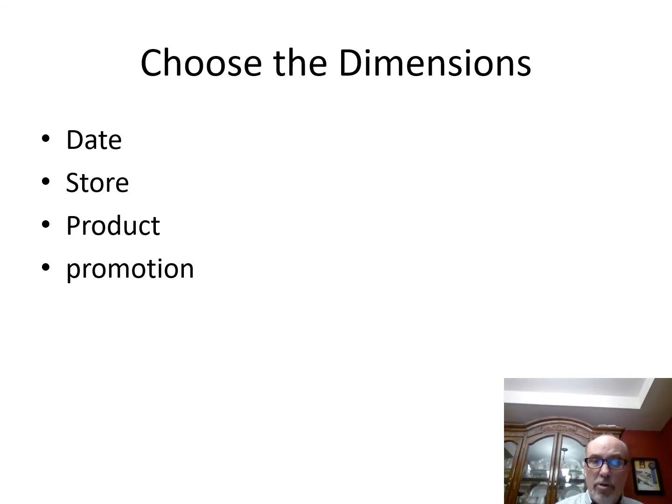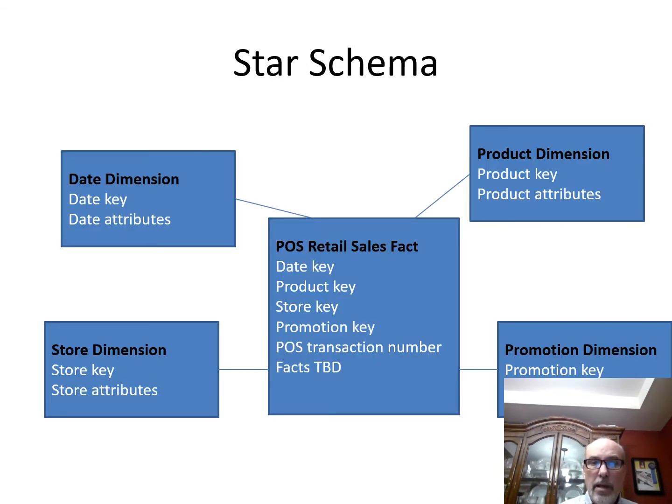In retail sales, you're also usually going to have a store. You're going to have the product. You're going to have a promotion. These are all types of dimensions you're going to look at or include in your star schema so that you can investigate. Here's an example of the star schema for retail sales.